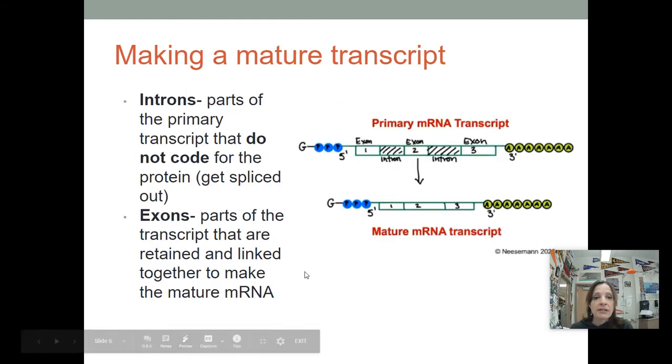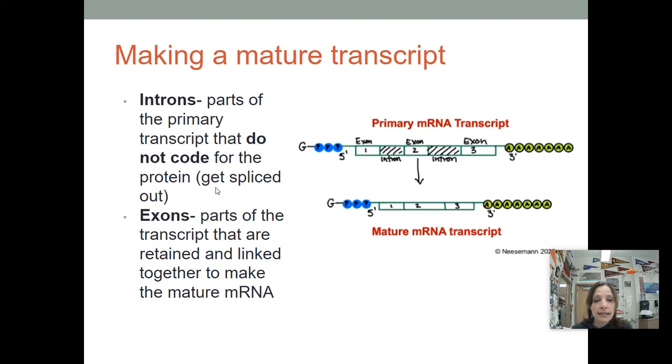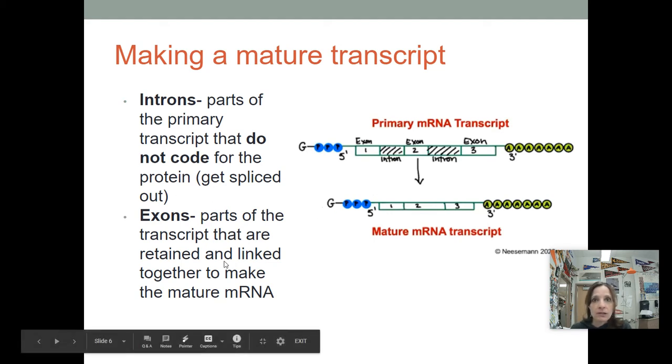The third thing that happens is that introns, which are parts of the transcript that do not code for the protein, get what's called spliced or cut out. And so you can see the introns are these. And what happens is those get spliced out, and the exons get linked together to form your mature mRNA transcript. I think drawing this picture would be great, just so you have a visual of what these words actually represent.